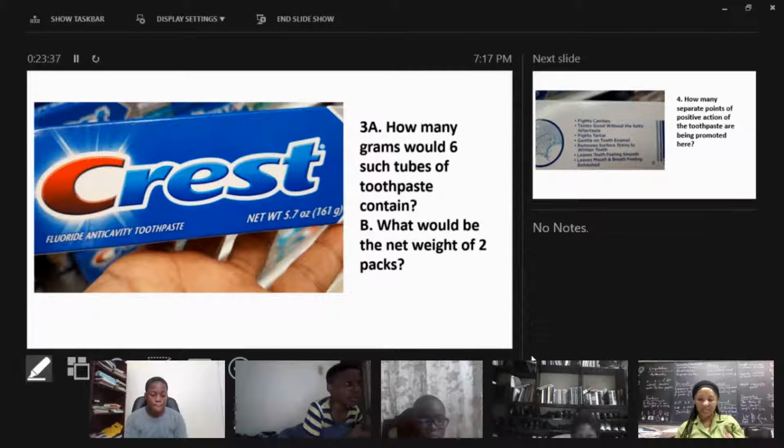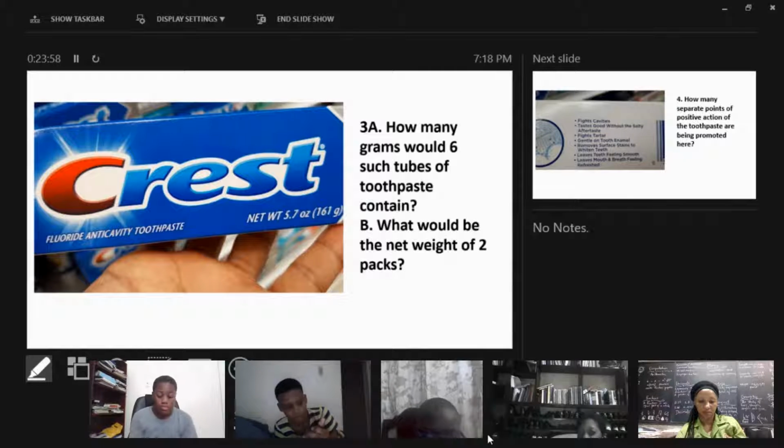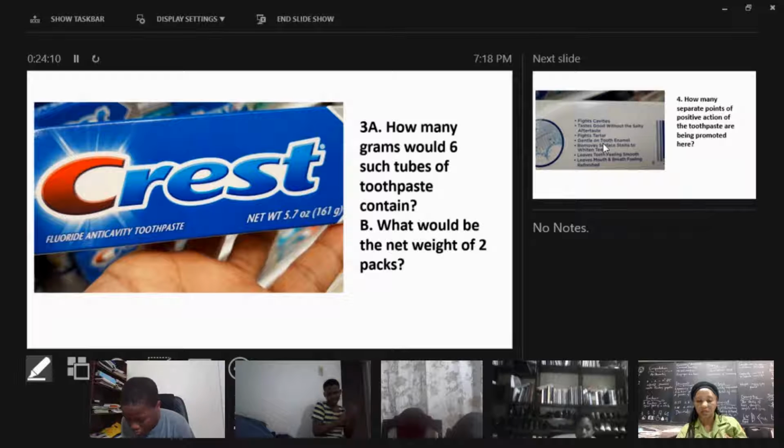All right, but Gabby, double check that though. 161 times 6. That's 966, not 726. And how about part B? What would be the net weight? 11.4, because the net weight says it's 5.7 ounces. So you multiply that by 2. Yes, I got 11.4 ounces.